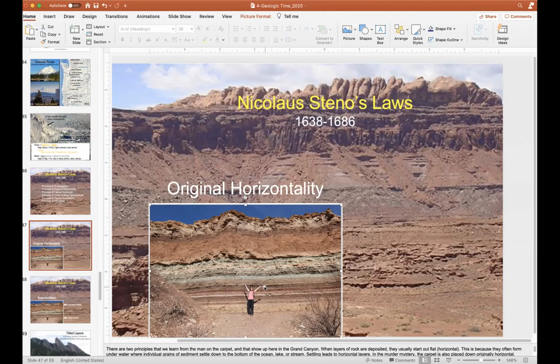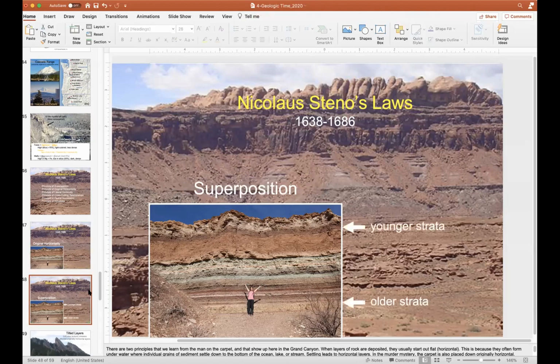Okay, so original horizontality, we've covered that one, and this is just a nice example of different strata being laid down. I see I'm almost out of time. I just want to point out, Steno was alive in the 1600s, so relative dating has been going on, and these principles that we use today have been used for a really long time. So it really wasn't until the 1900s that we had the instrumentation to put an actual number age on these rocks.